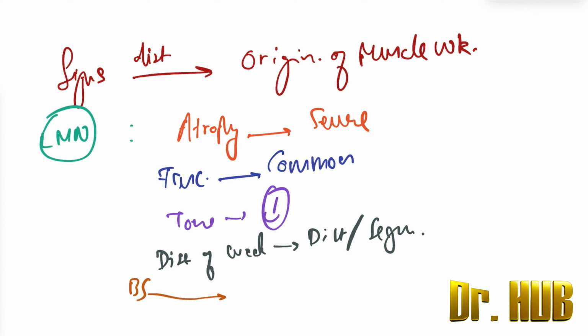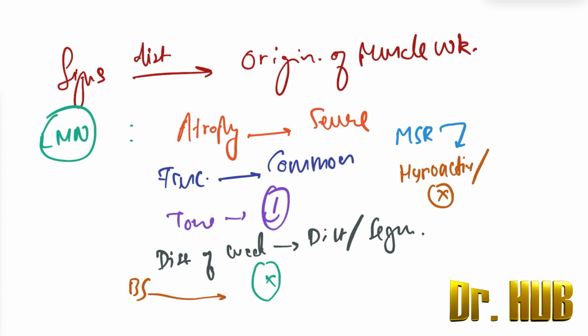Then what about the muscle stretch reflexes? The MSR is hypoactive, whereas in case of the upper motor neuron it was hyperactive. Here it is hypoactive, or you can call it absent. What about the BS, the Babinski sign? Babinski sign is absent, whereas in case of upper motor neuron it was present.